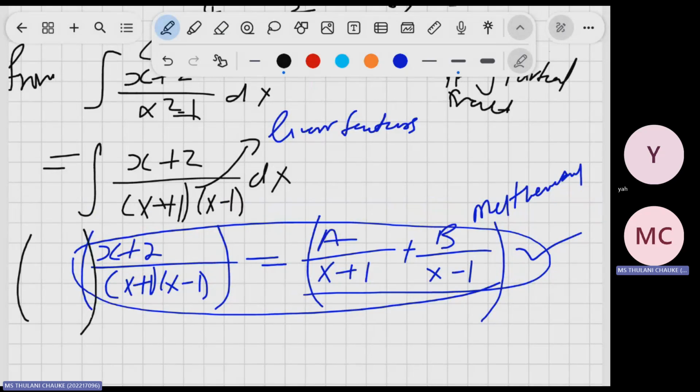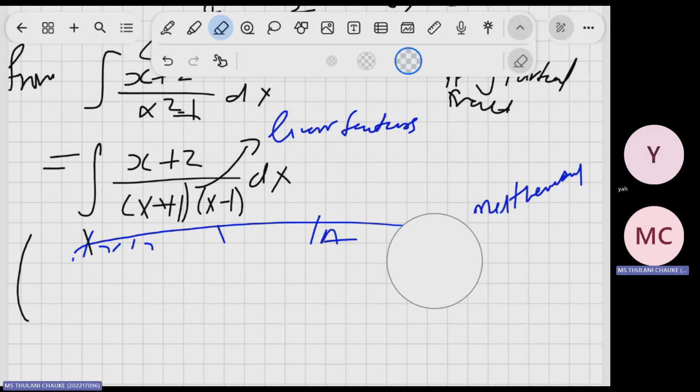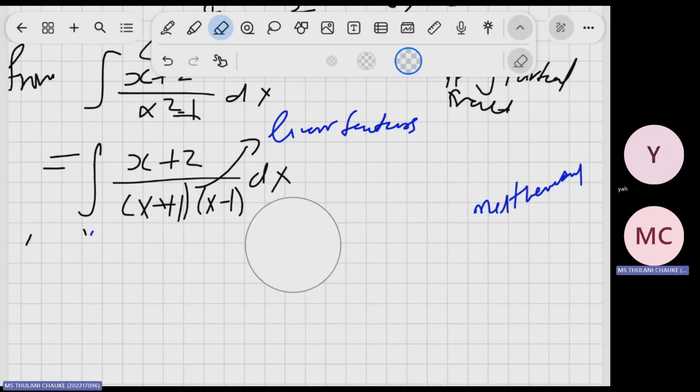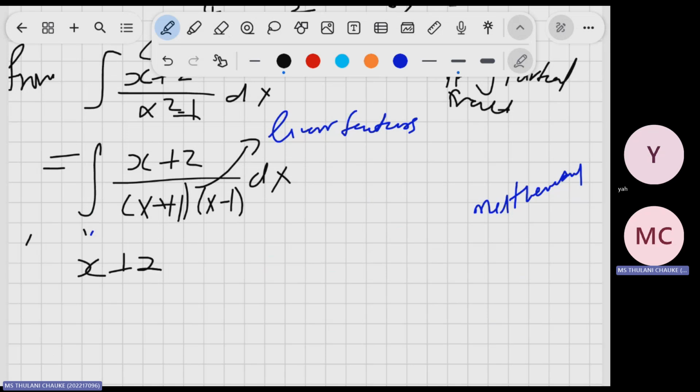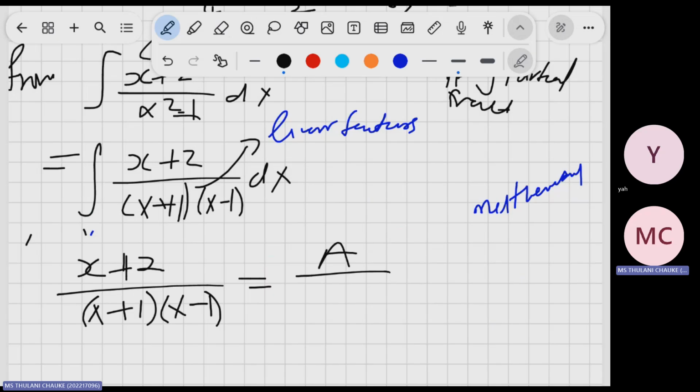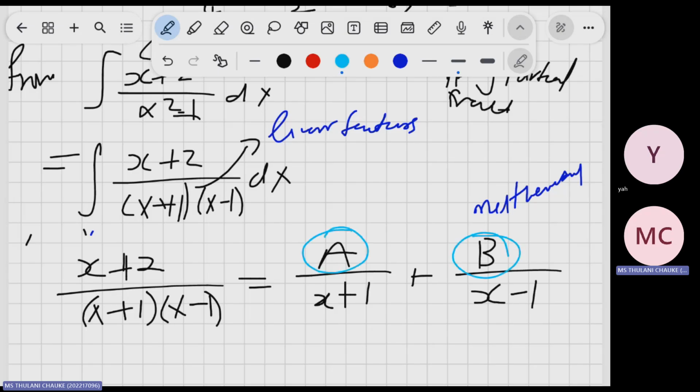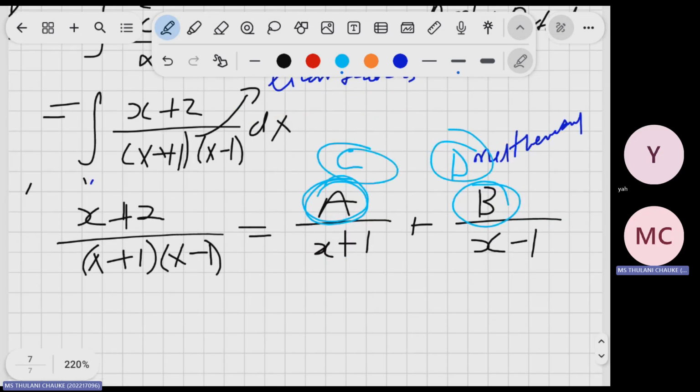So here we'll multiply both sides by what? Let me try to write clean things. Then x plus 2, we can write it as A over x plus 1, and the second variable is B. Please note that here you can use any variable. You can put C and D, still fine, but you must solve for that C and D.